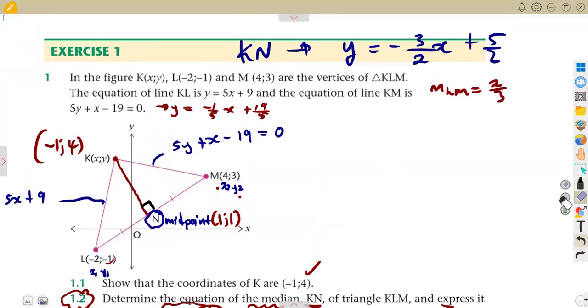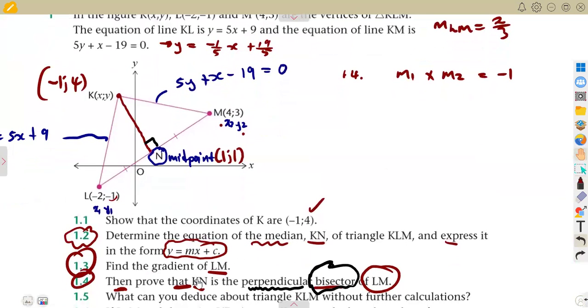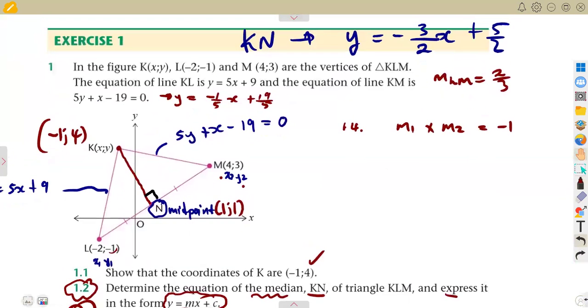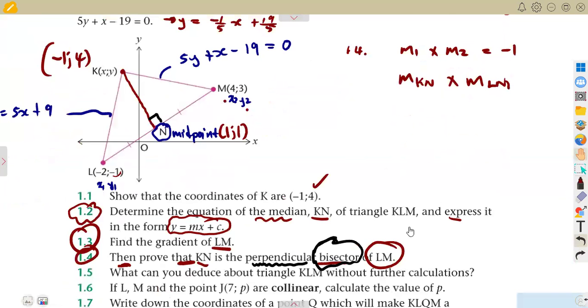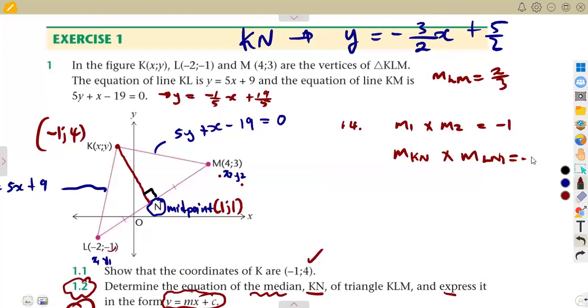So for these two lines to be perpendicular, remember what I said in the introduction, that two lines are perpendicular if the product of their gradients is equal to -1. That means what we need to prove is that the gradient of KN times the gradient of LM, the line that you're given, should be equal to -1. This is what we need to prove. If we can prove this, then we are done.